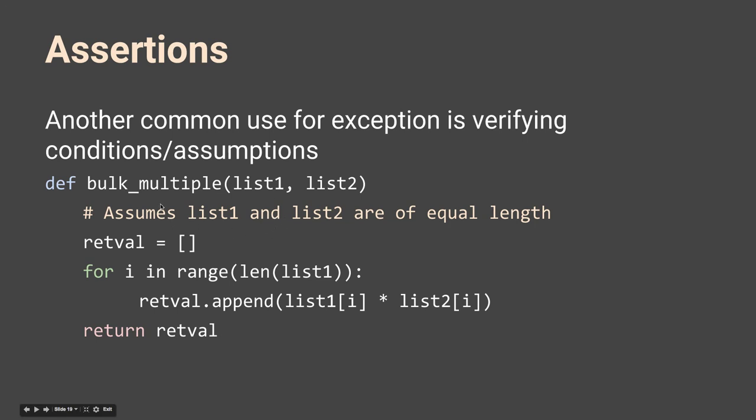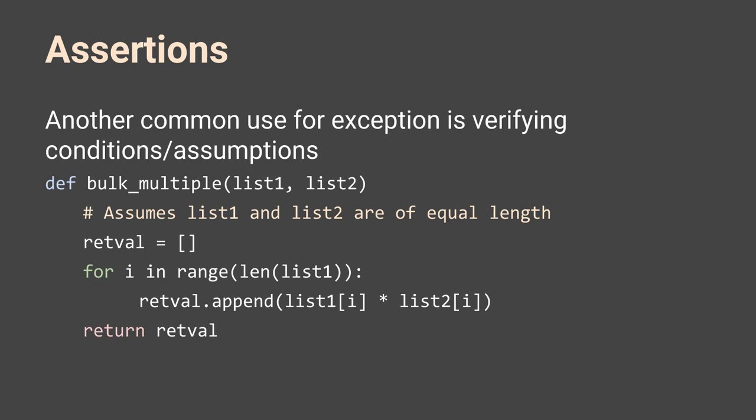So my bulk multiply: I'm taking list 1 and list 2, and if they're of equal length, I'm going to multiply them together and return a new list with the product of each corresponding value in these lists. And so the assumption is list 1 and list 2 are of equal length. You can write that in the comments all you want, but you can't really make sure that's the case. Well, you could, right?